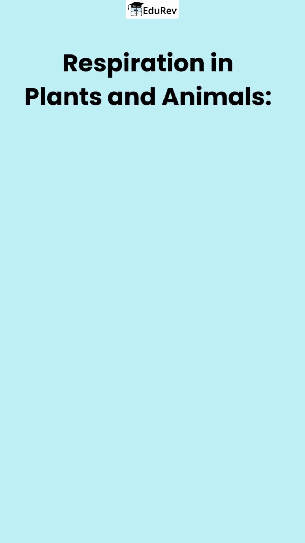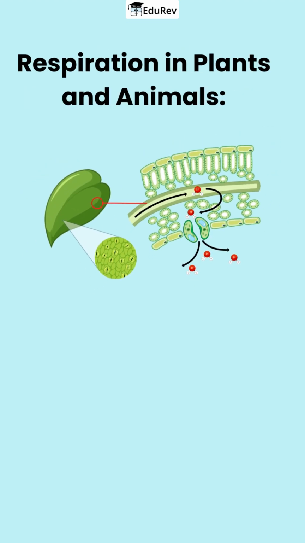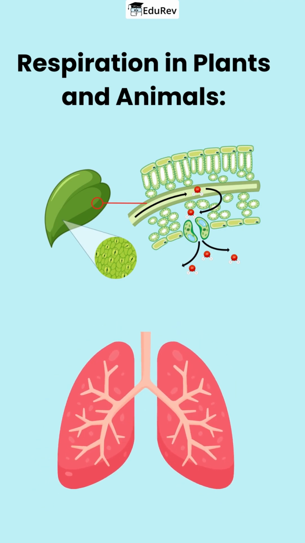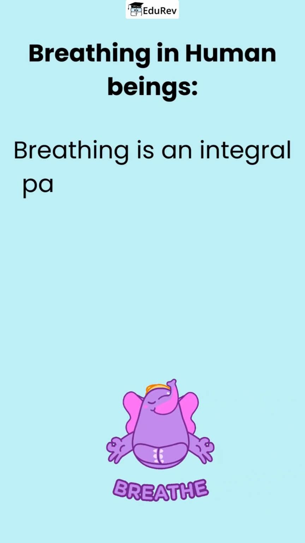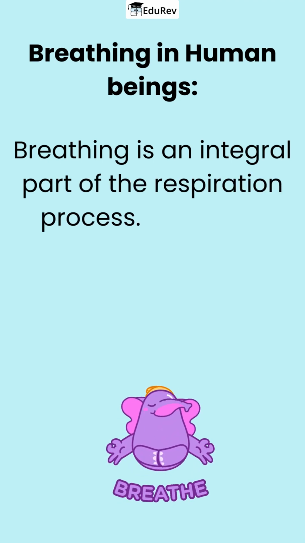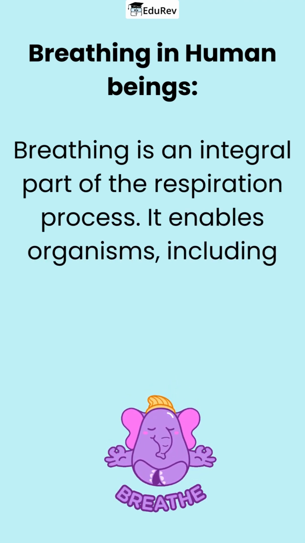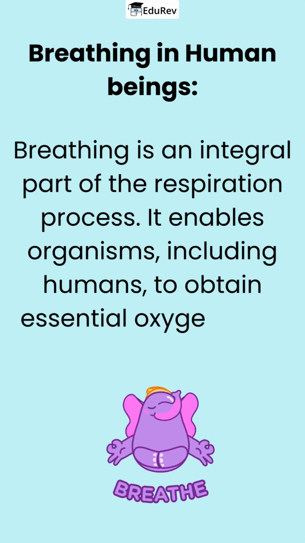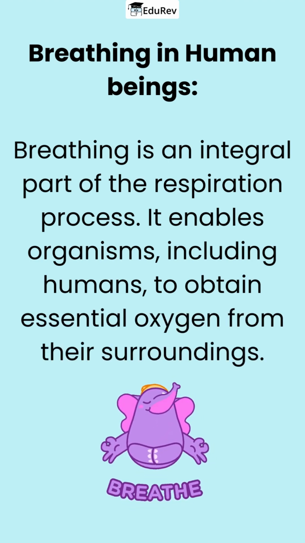Respiration in plants and animals. Plants possess stomata, which enable them to exchange gases with the atmosphere. Animals have specialized respiratory organs that facilitate the intake of oxygen from their surroundings. Breathing in human beings. Breathing is an integral part of the respiration process. It enables organisms, including humans, to obtain essential oxygen from their surroundings.